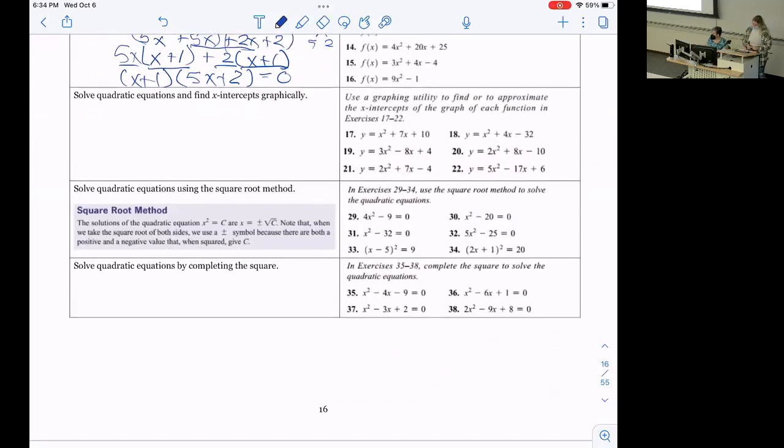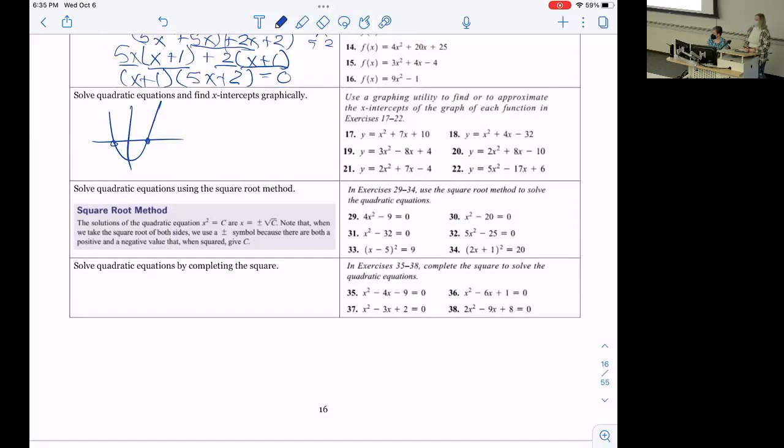All right, so solving quadratic equations and finding x-intercepts graphically. So where do we know our x-intercepts are at? What is y equal to? Okay, so the x-intercepts are going to be where the graph falls along the x-axis. So just for an example, if we're given this graph, those x-intercepts are going to be right here. Any questions about that?